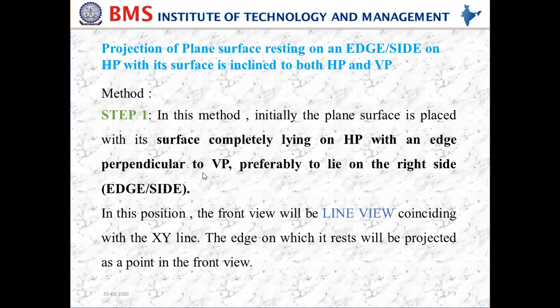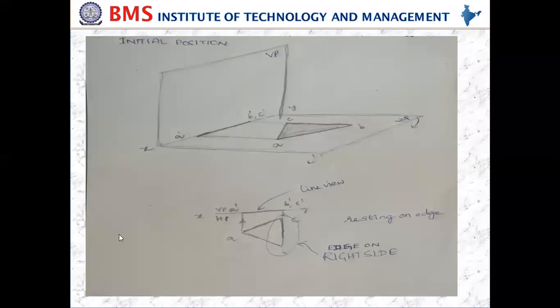In this position, the front view will be the line view coinciding with the XY line. See here, I'll take the example. The initial position which I'm going to trace is called the first set of views. In the first set of views, XY line is nothing but the intersection of the vertical plane and the horizontal plane. I have placed the lamina on HP like this. AB is one edge, BC is one edge, CA is one edge. So AB, BC, CA, all these 3 are the edges.